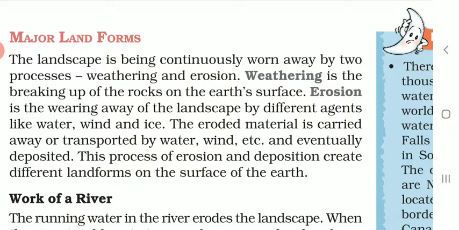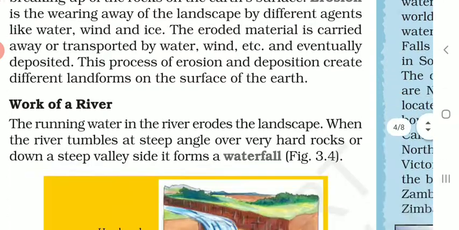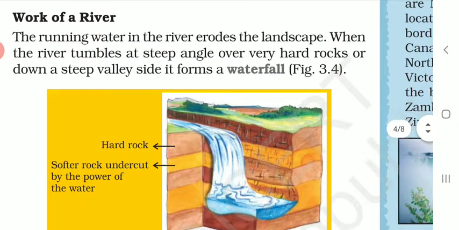And from this also different kinds of landforms are forming. This process of erosion and deposition creates different landforms on the surface of the earth, and in this way these two processes, weathering and erosion, are the two exogenic forces which are acting upon the surface of the earth. Now first of all we are going to see the work of a river.